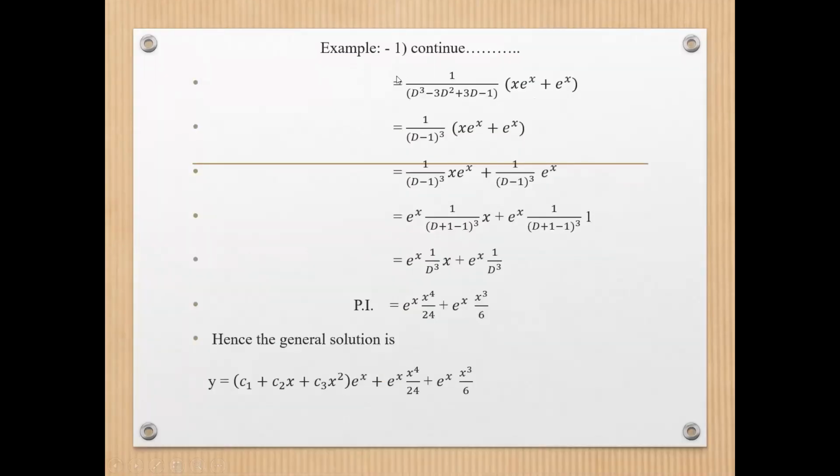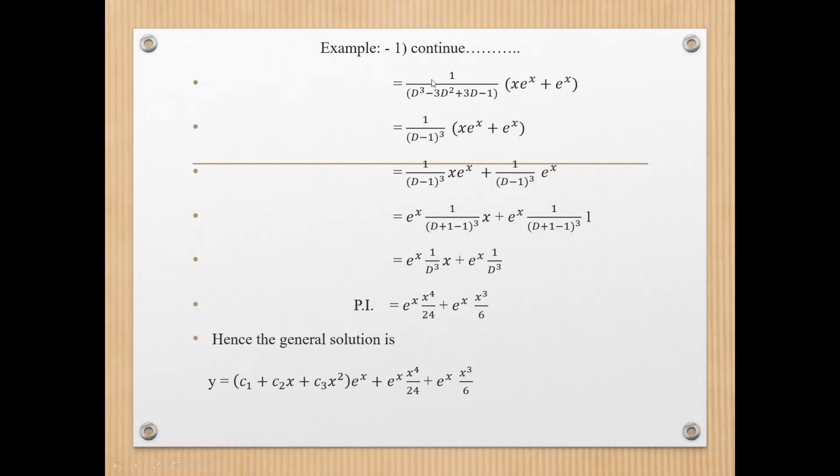See what we get here. Pi is equal to 1 upon f of d. f of d is nothing but d cube minus 3d square plus 3d minus 1, and x is nothing but x e raised to x plus e raised to x. Now see here, this denominator d cube minus 3d square plus 3d minus 1, we have written a root as d is equal to 1, 1, 1. That is, one root is repeated 3 times.